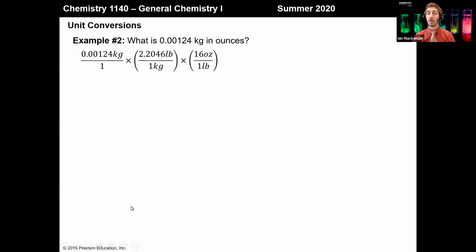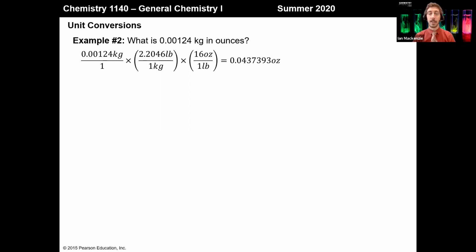Then I put ounces and pounds, that equality. There's 16 ounces in 1 pound. So 16 ounces will go on the top, so that my desired unit, which is ounces, is the last one. It stays on the top. Pounds goes on the bottom, so that it cancels with the other pound. And I multiply through and I come out with the number of ounces.